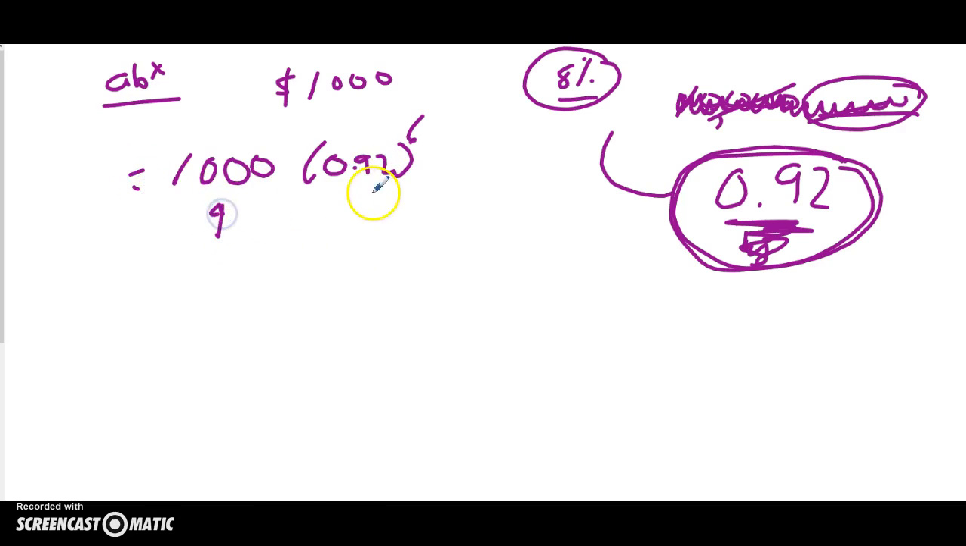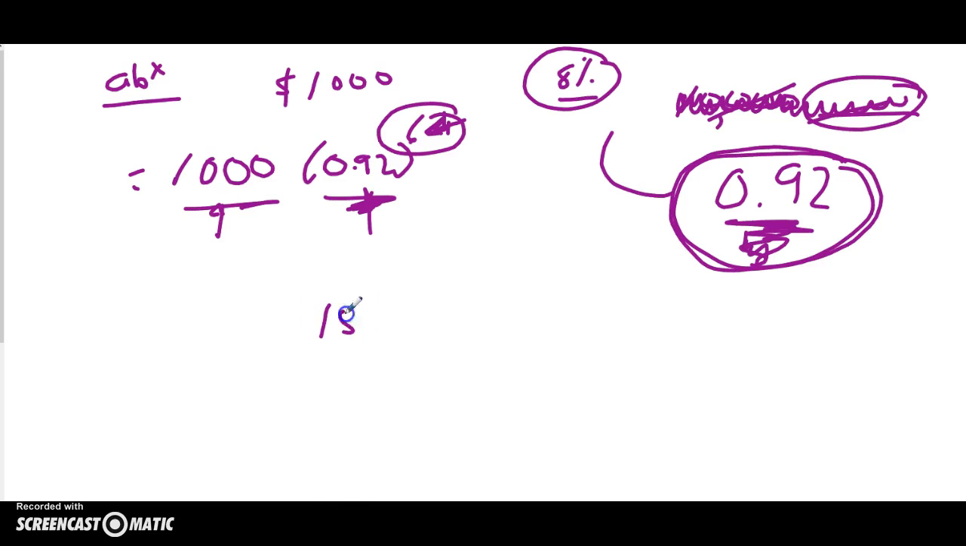Initial value, 1,000. 92% remains, or 0.92 remains, and then your time, number of compounding periods goes here. So in my $1,000 bike, 92%, 8%'s gone. In 6 years, I have whatever I have, okay? You look at other things like this.